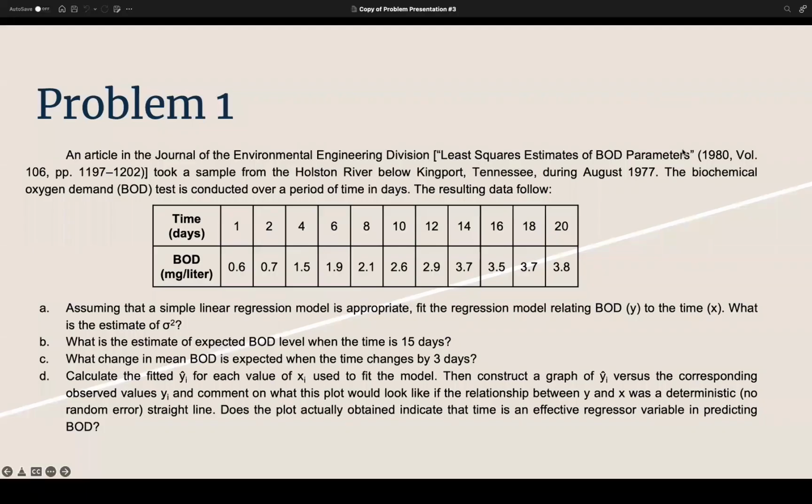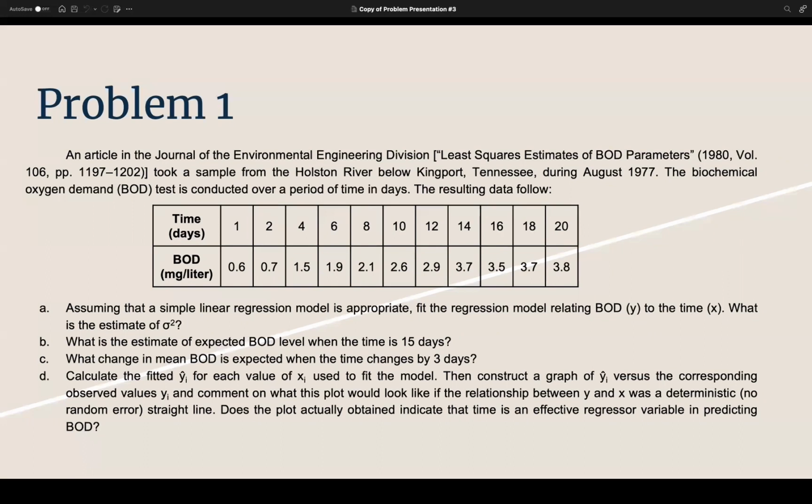So for our first problem involving a simple linear regression, an article in the Journal of the Environmental Engineering Division took a sample from the Holston River below Kingsport, Tennessee during August 1977. The biochemical oxygen demand, or BOD, test is conducted over a period of time in days. The resulting data is as follows.